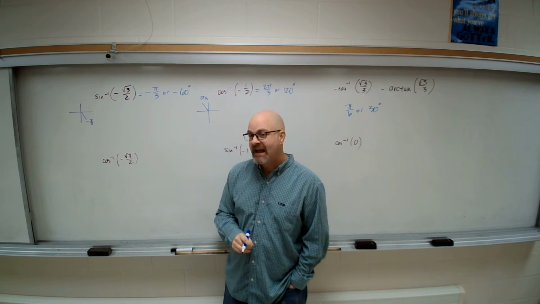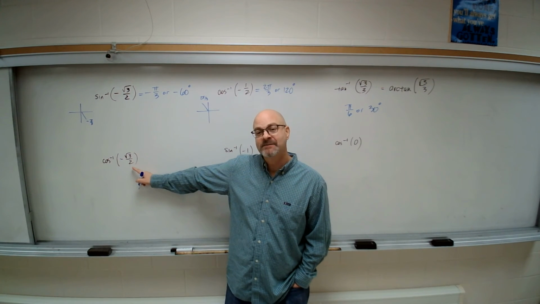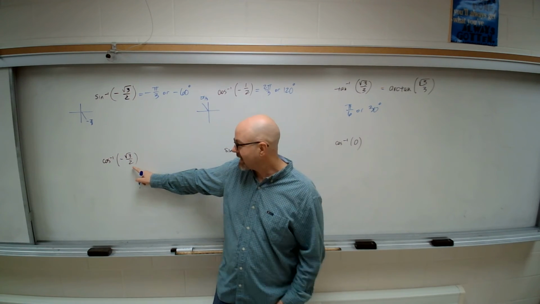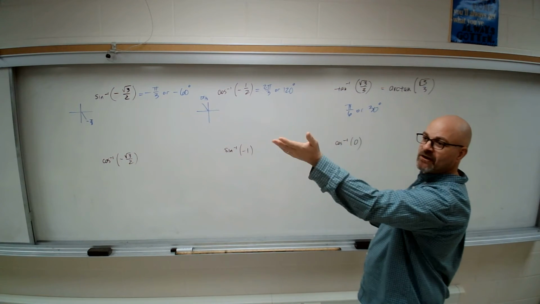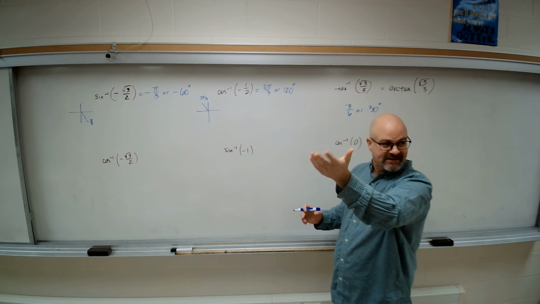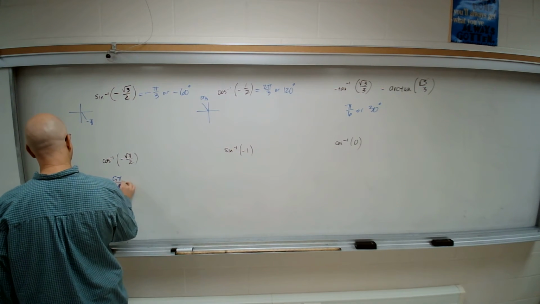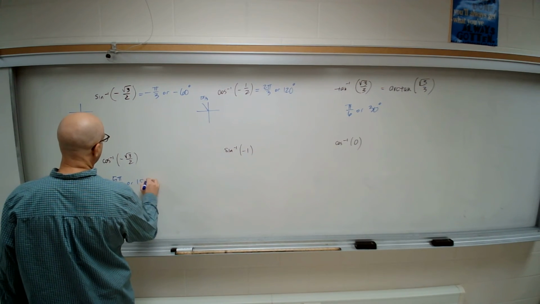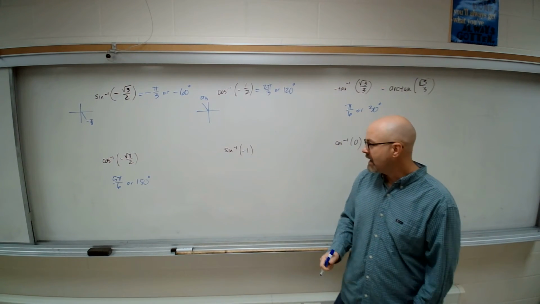Cosine inverse of negative radical 3 over 2. Well, which quadrant would this be in first? Second. Yep, second quadrant. So that would be, let's see, cosines are bigger when they're closer to the x-axis, correct? So would that be 5 pi over 6? Or 150? Yeah? All right.